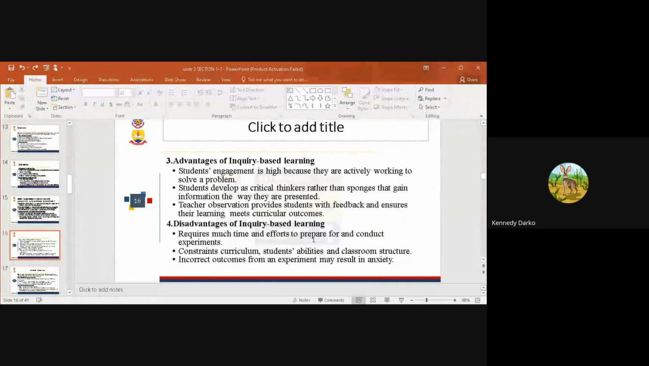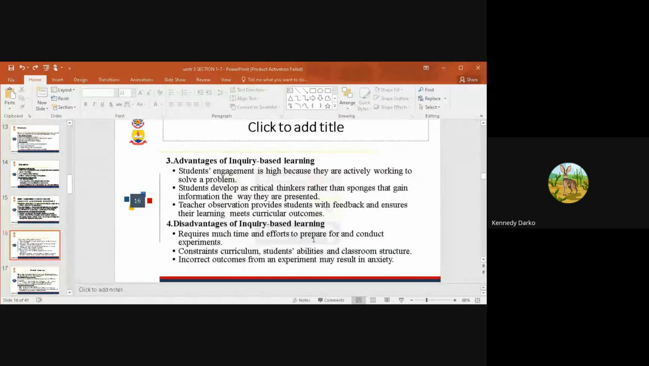Now, advantages of inquiry-based learning. Students' engagement is high because they are actively working to solve a problem. So because they are working actively to solve a problem, the engagement is very high. They also develop into critical thinkers rather than sponges that gain information the way it is presented. We have to be mindful of that when we want to do this kind of inquiry-based learning. We have to guide the children well.